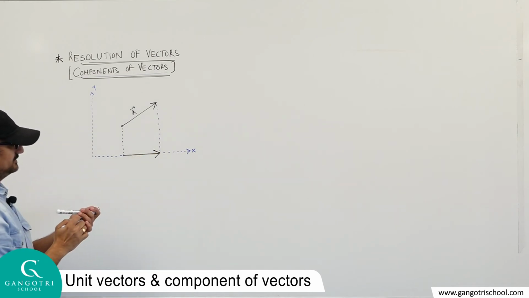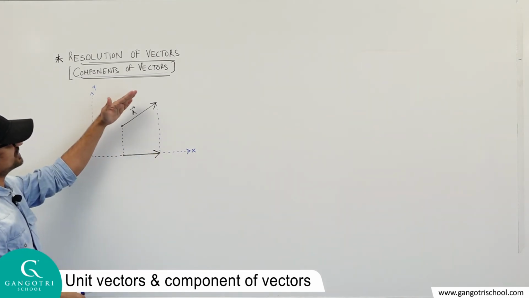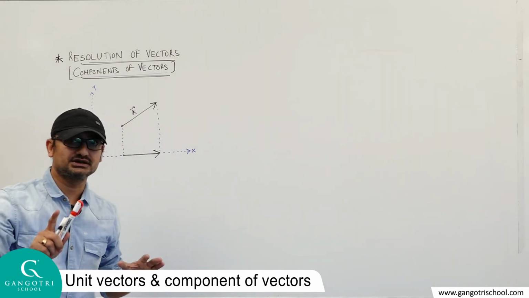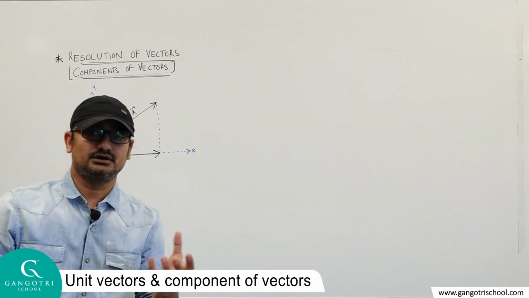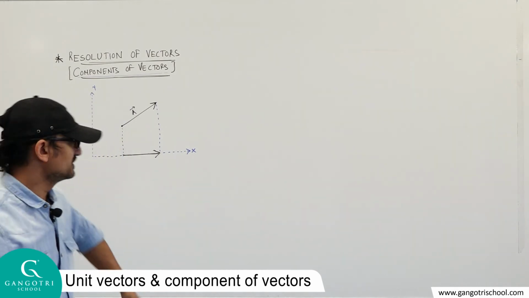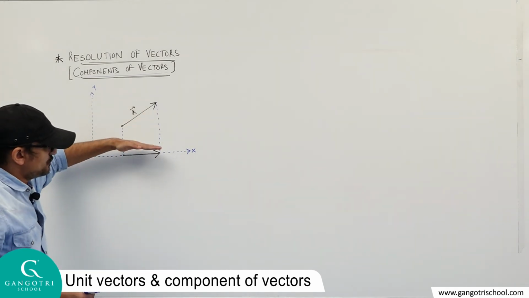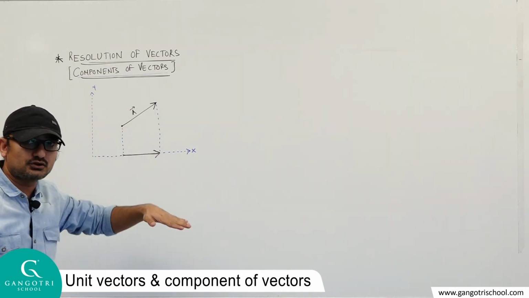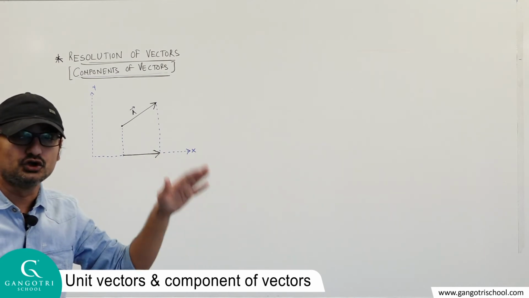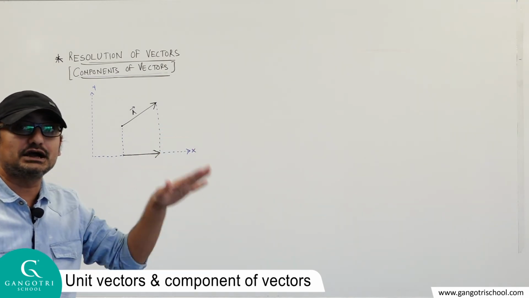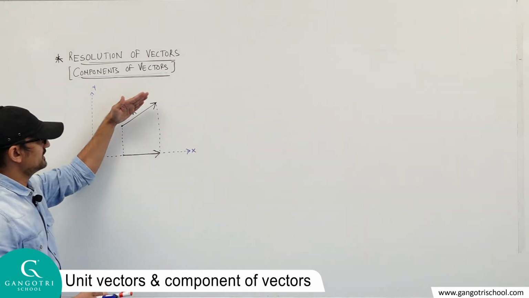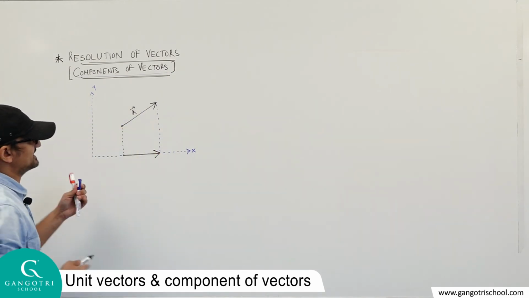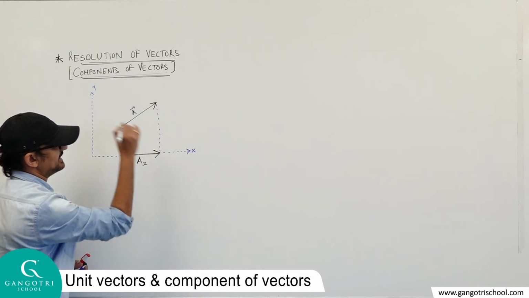We can say that this is the projection of vector A on the x-axis. In very simple language, dear student, I know that you understand the meaning of shadow. This is vector A and this is the shadow of vector A on the x-axis. Instead of shadow, you can say projection, you can say component also. This is vector A and this is its x component. The shadow of vector A on the x-axis is known as the x component, denoted by AX.